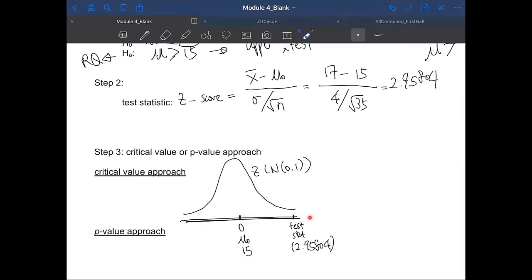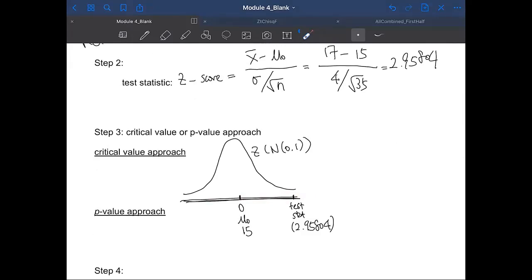This is upper tail test. Do you think it should be on the left, or maybe on the right? For upper tail test, we are looking for evidence it is much higher than 15. Okay, do you think I should set up this boundary or maybe cutoff value on the left side of 15 or maybe on the right side of 15?